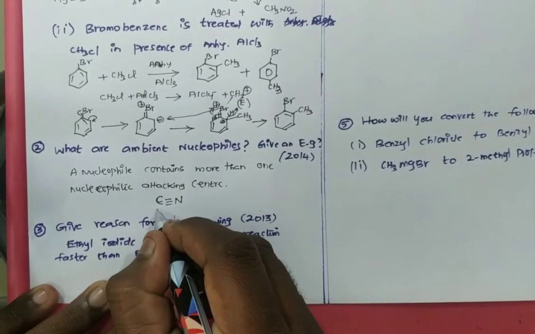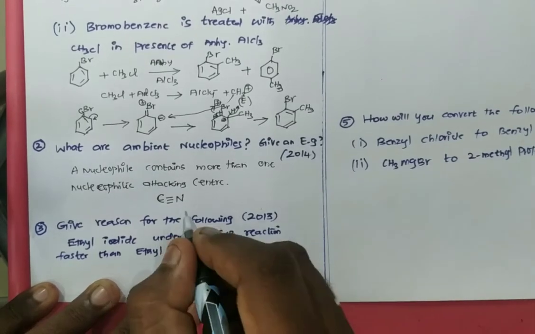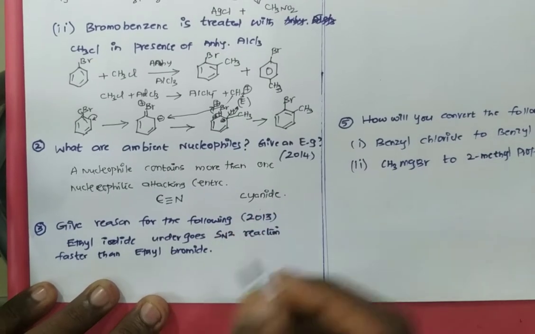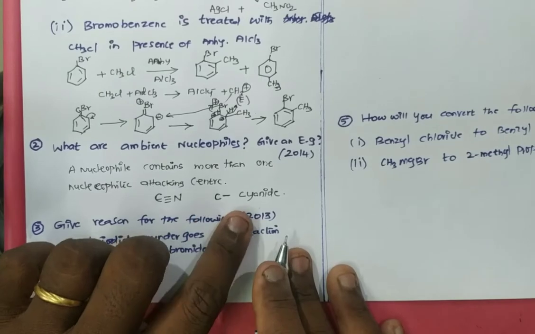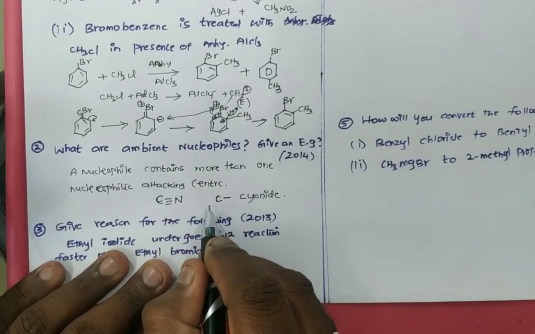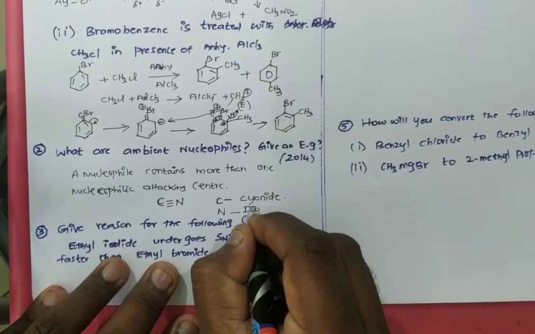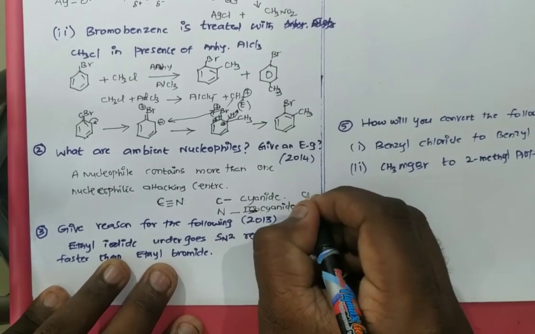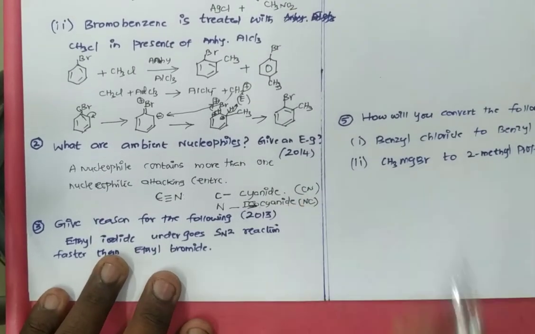Suppose the lone pair of carbon comes and attacks, then I will be getting cyanide as the product. Suppose the nitrogen lone pair comes and attacks the reactant, then I will be getting isocyanide. Here I will be getting a CN product, and here I will be getting an NC product. That is how cyanide and isocyanide are formed.